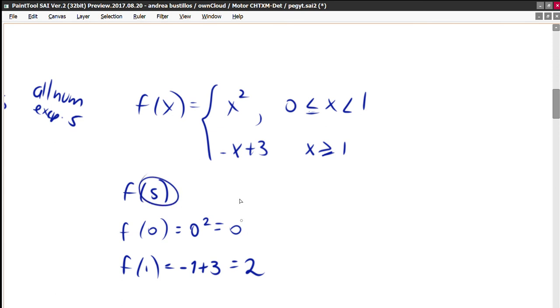Lastly, if I want to evaluate in 5, 5 is included in this domain because 5 is bigger than 1. So to evaluate the function in 5, I have to evaluate in my second piece, meaning this is the answer. And that's it.